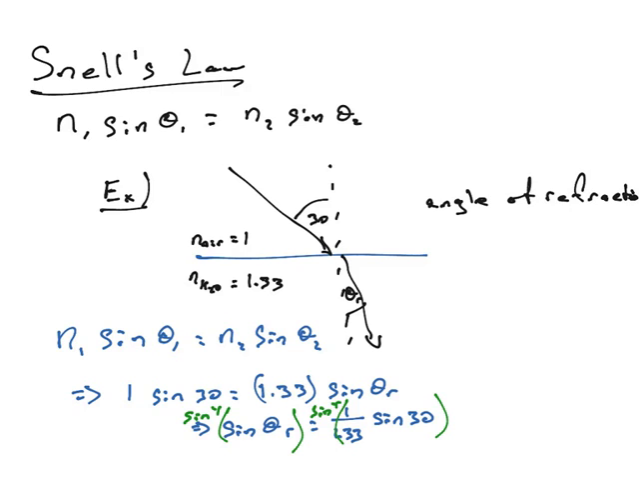And the inverse sine cancels the sine, and that'll leave me with theta r is the inverse sine of 1 over 1.33 sine 30. So sine 30 divided by 1.33, inverse sine of that number, and I get 22.1 degrees.